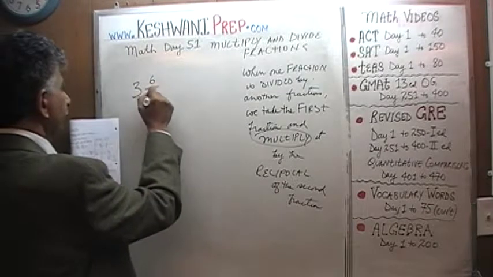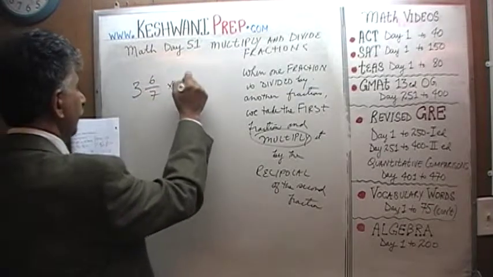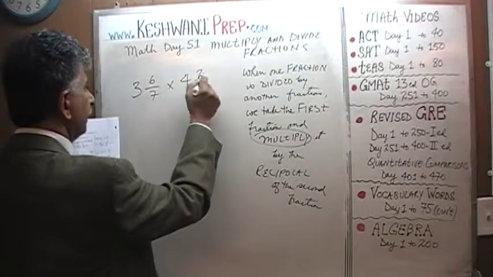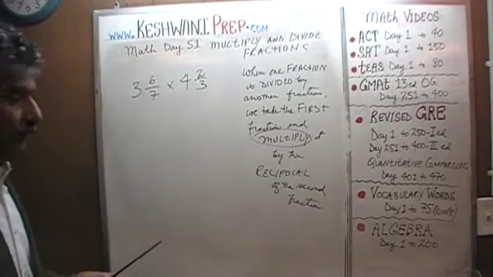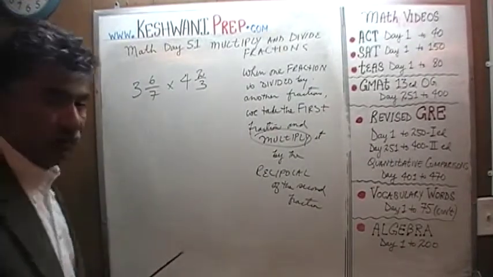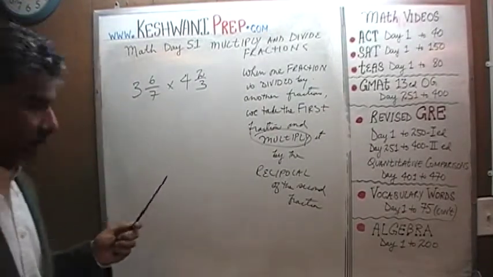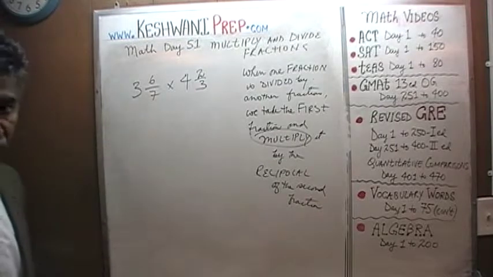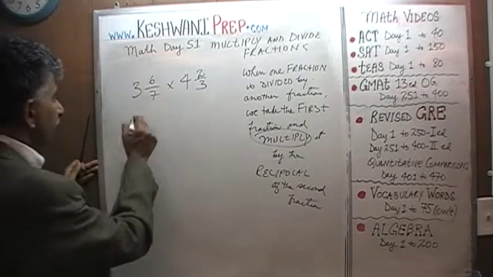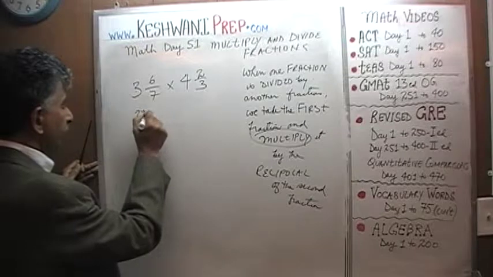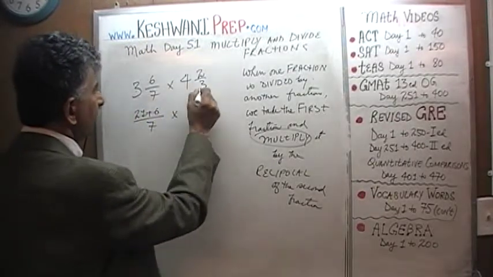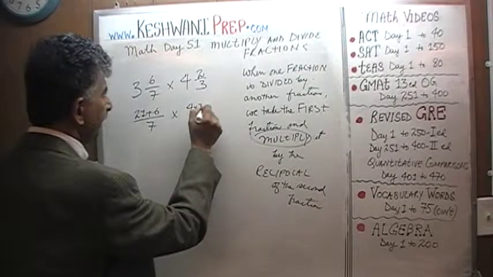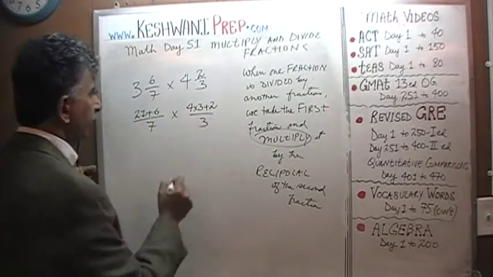3 and 6 sevenths times 4 and 2 thirds. Let's see what we can do. Now that we're getting a hang of it, we don't have to actually do the baby steps. We can simply do the direct method. It's going to be 7 times 3, which is 21, plus 6, over 7, times 4 times 3, plus 2 over 3.